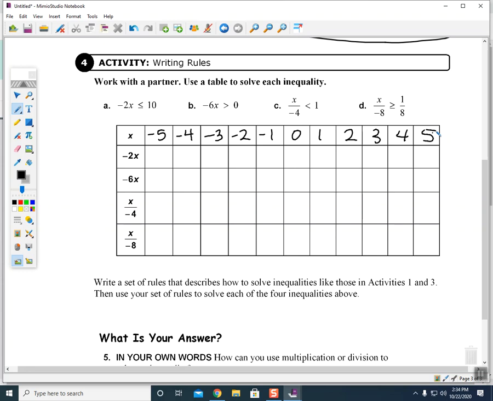So -2x, when x is -5, so I've got -5 times -2 is 10, right? -2 times -4 is 8. -2 times -3 is 6. -2 times -2 is 4, so on and so forth. I'm going to keep going down. It's decreasing, I'm noticing, by 2 every time. So I'm just going to continue that pattern.